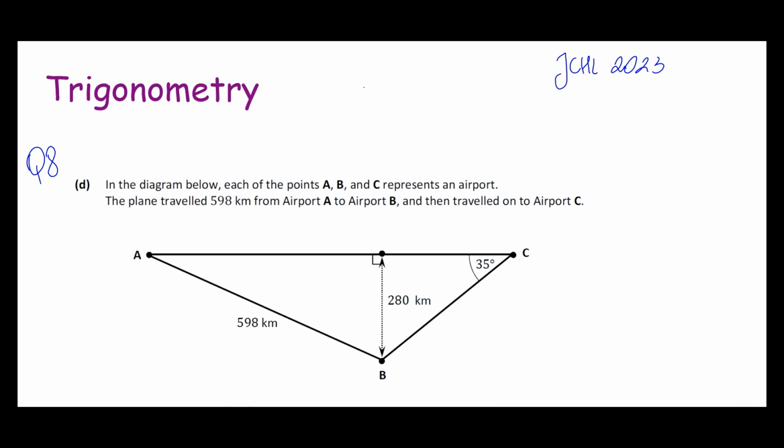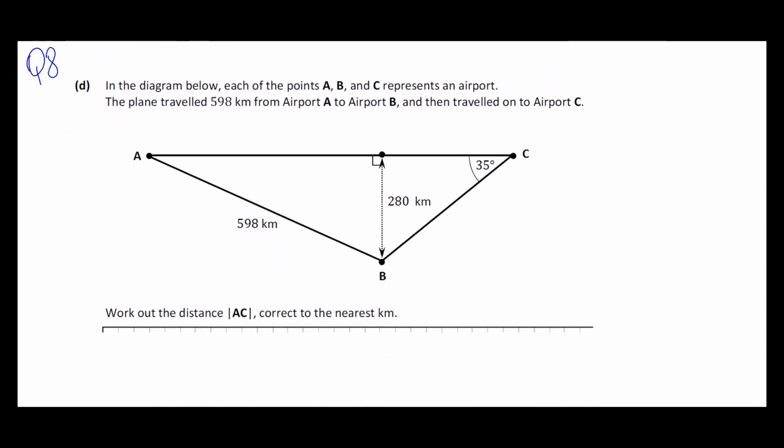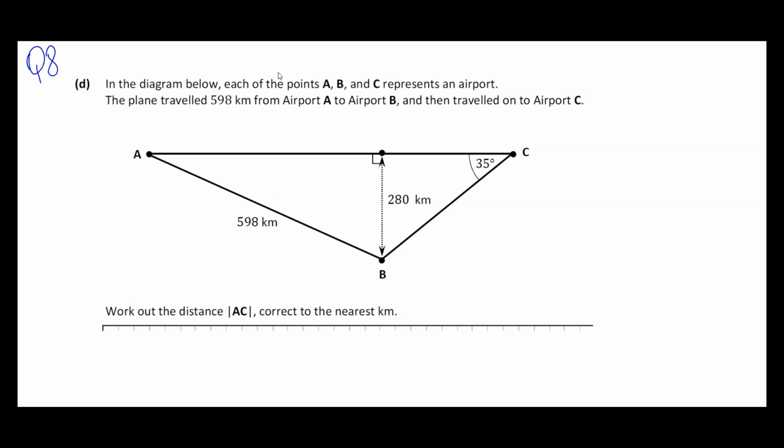In our question, once we see a triangle, we know it has to do with trigonometry. We know that it is about page 16 in our maths table. So let's have a look. In the diagram below, each of the points A, B, and C represents an airport. Okay, we get that. Airport, airport, airport.